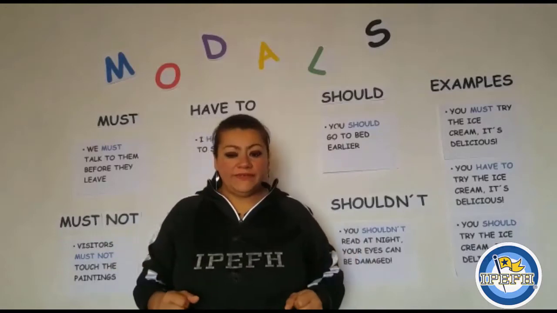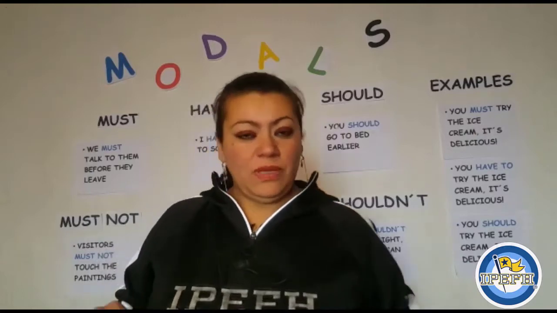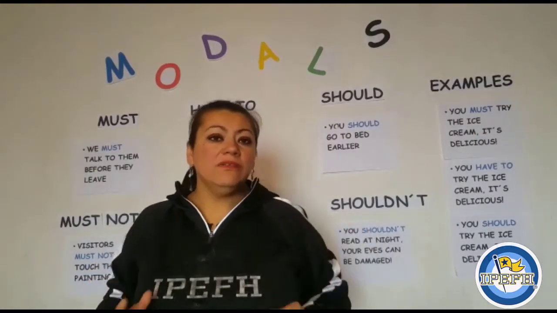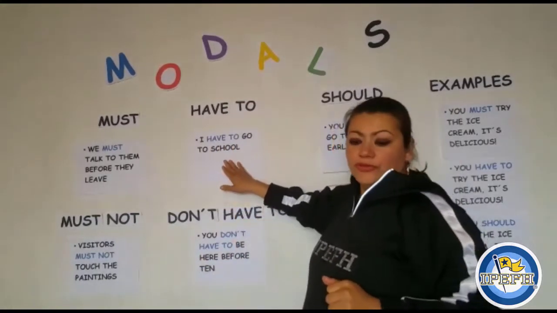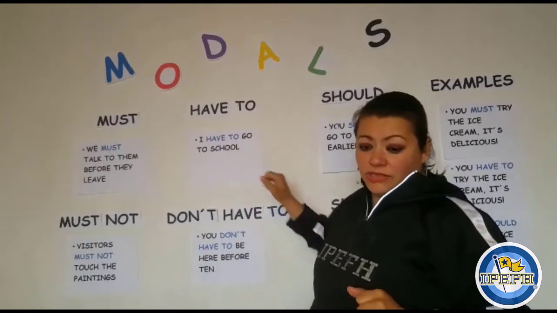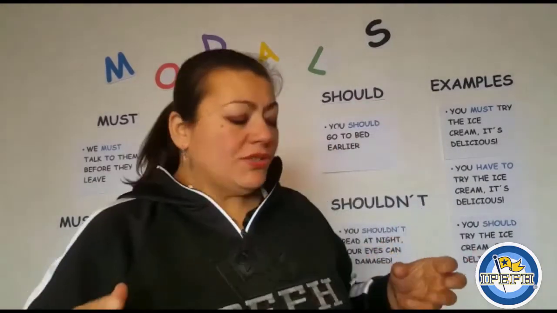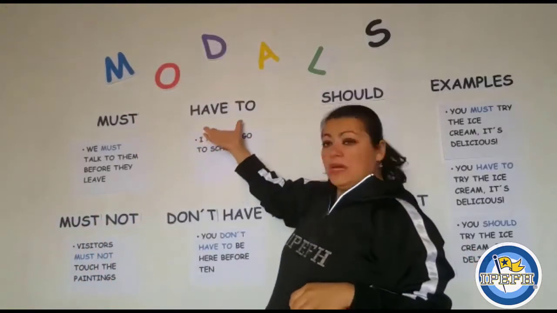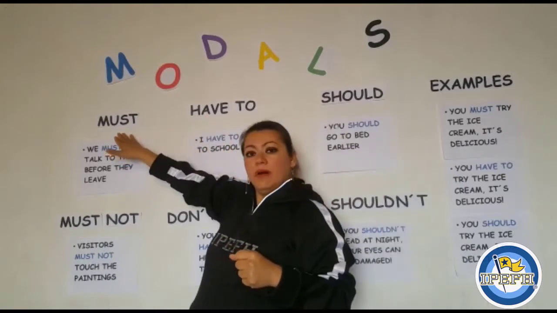When to use have to. There are 4 ways to use have to. One of them is for obligations that depend on circumstances. For example, I have to go to school. This is my obligation. Obligations in spoken English. You can use have to in spoken English more commonly than must.